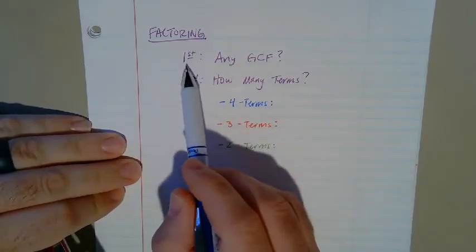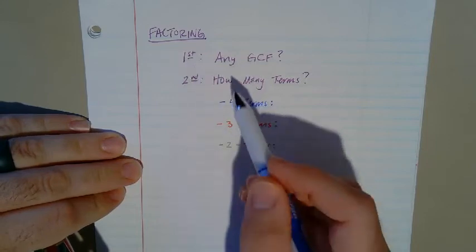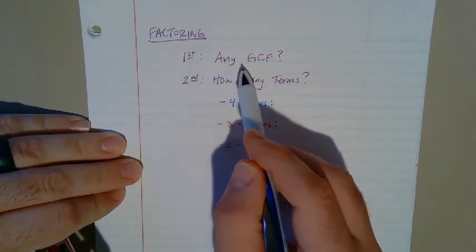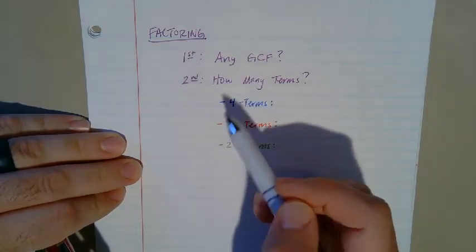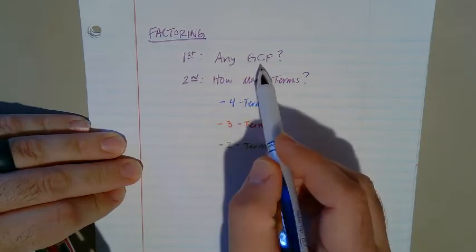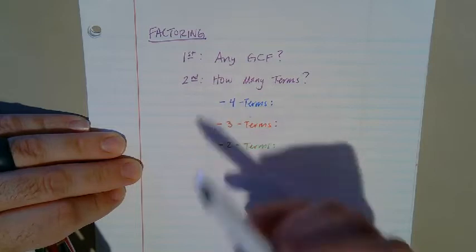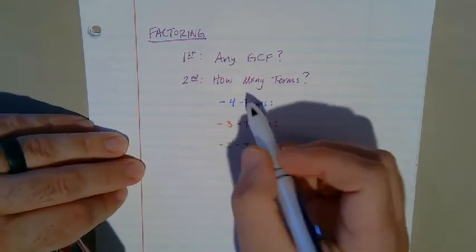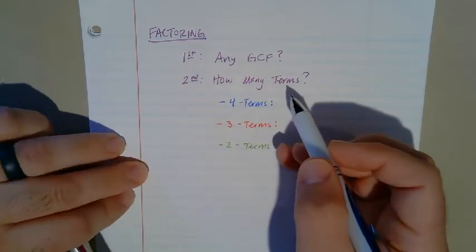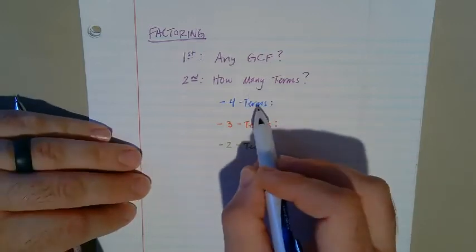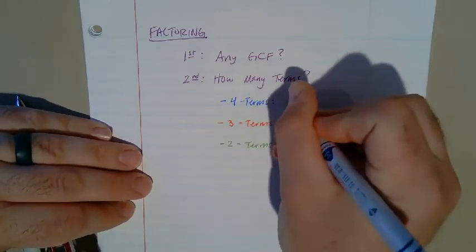Remember that when we're factoring, there's really two questions you're going to ask. First, is there a GCF in the polynomial? If there is, you go ahead and factor it out and then move on to question 2. If there isn't, move on to question 2. Question 2 is how many terms do you see? So if there are 4 terms, that's when you're going to factor by grouping.